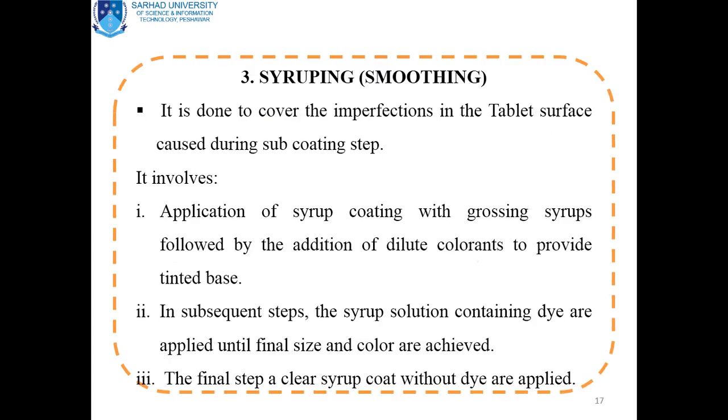The third step is termed syruping, which is also termed smoothing. It is done to cover the imperfections in the tablet surface caused during the subcoating step. It involves application of a syrup coating with a gross syrup, followed by the addition of dilute colorant to provide a tinted base. In subsequent steps the syrup solution containing dye is applied until the final size and color are achieved. In the final step a clear syrup coat without dye is applied.